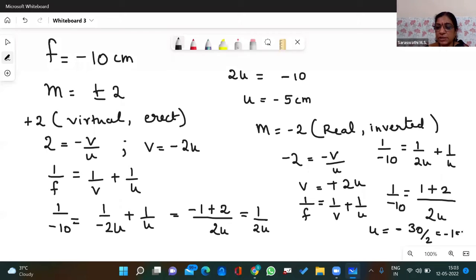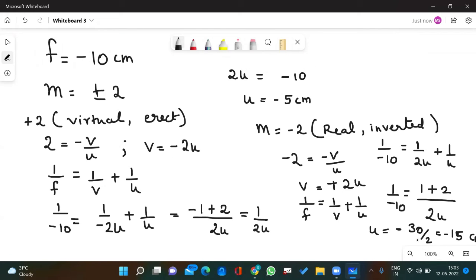So what is the position? Can you tell me? Focal length is 10, radius of curvature will be 20. So U should be between C and F to get a magnified real image. That way you can verify the answer. Clear? Yes, ma'am. Any doubts? No, ma'am.